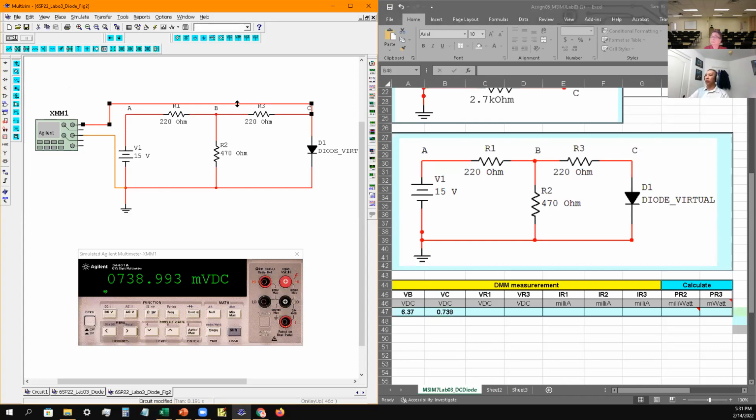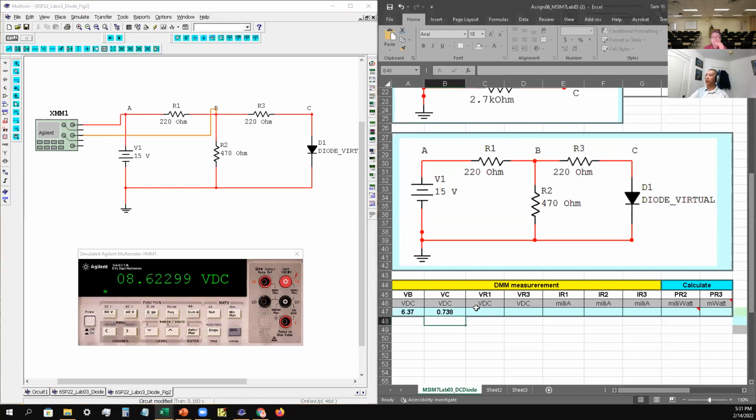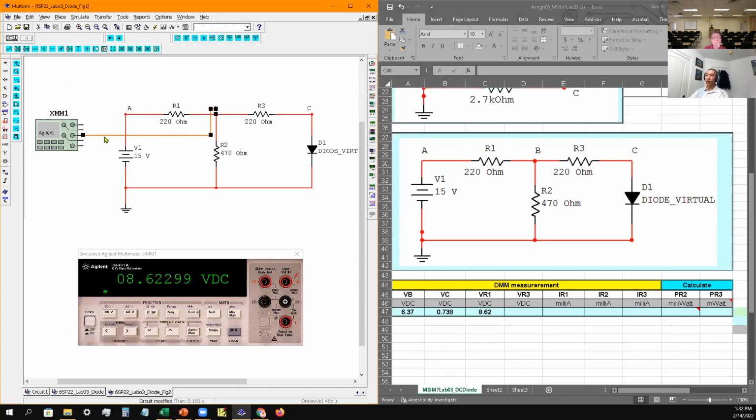Okay, delete that. Next thing I want to do, VR1. VR1 is right here. VR1 exists between point A and point B. So I can put one point at point A, and the other side is going to be connected to point B. Turn on your simulation. Turn off your simulation. The answer here is 8.62.